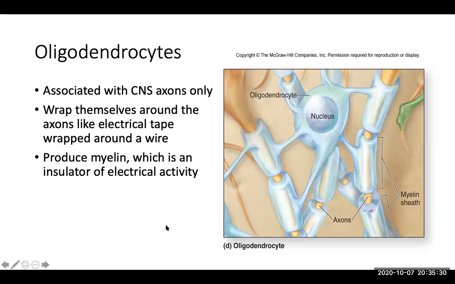And then oligodendrocytes are associated with your central nervous system axons only. And I want you to remember that. Oligodendrocytes are only in your central nervous system. They will wrap themselves around the axons like electrical tape wrapped around a wire, and they produce myelin, which is an insulator of electrical activity. Myelin will help pass along nervous system signals more quickly through axons.